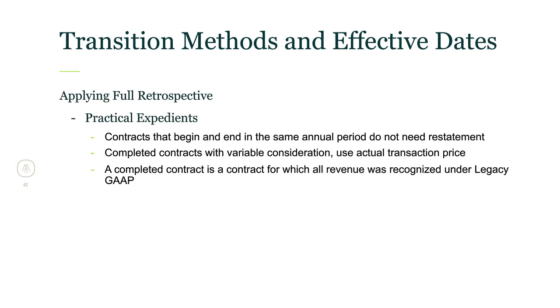There are some practical expedients allowed within the full retrospective to help ease that transition. Contracts beginning and ending in the same annual period don't need to be restated. If you have variable consideration, you don't have to pretend that you estimated it at the beginning of a contract. You can actually look at the actual prices that were recognized. And if a contract was completed before the adoption period, all of that revenue would be recognized under legacy GAAP.